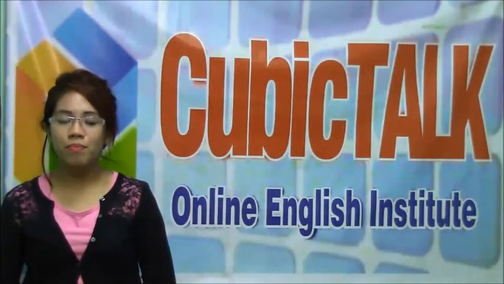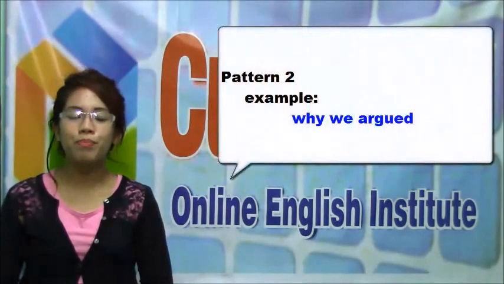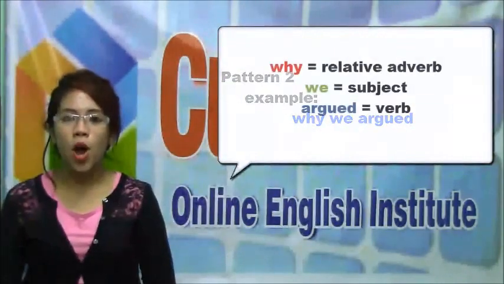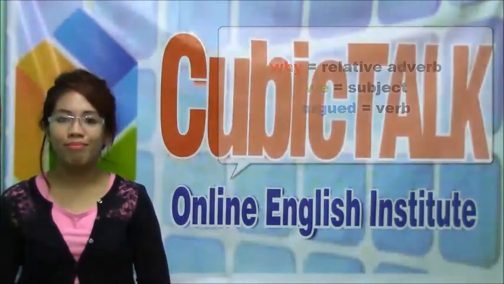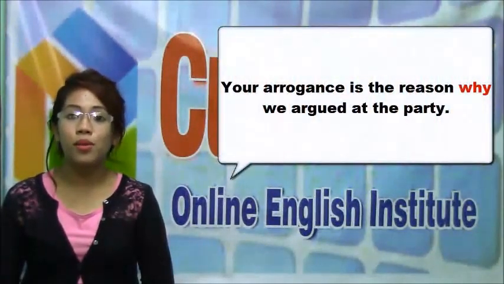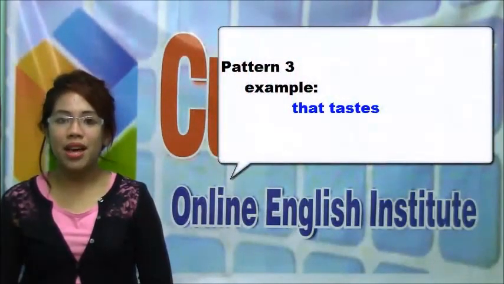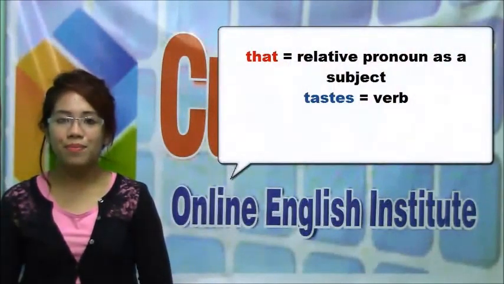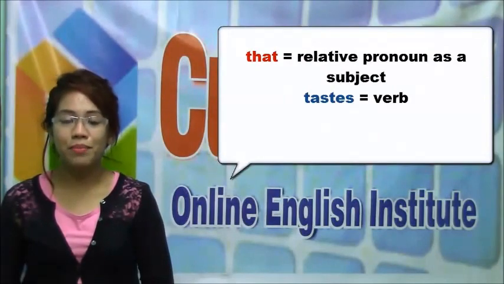If we use it in a sentence, did you find the money which you lost? Number 2, why we argued. Why is the relative adverb, we is the subject, argued is the verb. If we use it in a sentence, your arrogance is the reason why we argued at the party. Number 3, that taste. That is the relative pronoun as a subject, taste is the verb. If we use it in a sentence, I don't like food that tastes salty.